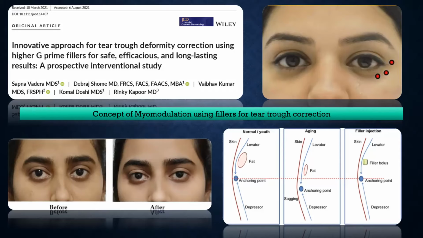Myomodulation is basically a concept by which you're injecting a high G' filler below the muscle, causing the muscle to tighten up, and thereby exerting effects on the eye, or in the case of the brow, exerting the effect of the temporalis muscle on the eyebrow, causing the brow to go up by injecting in the area below the muscle.